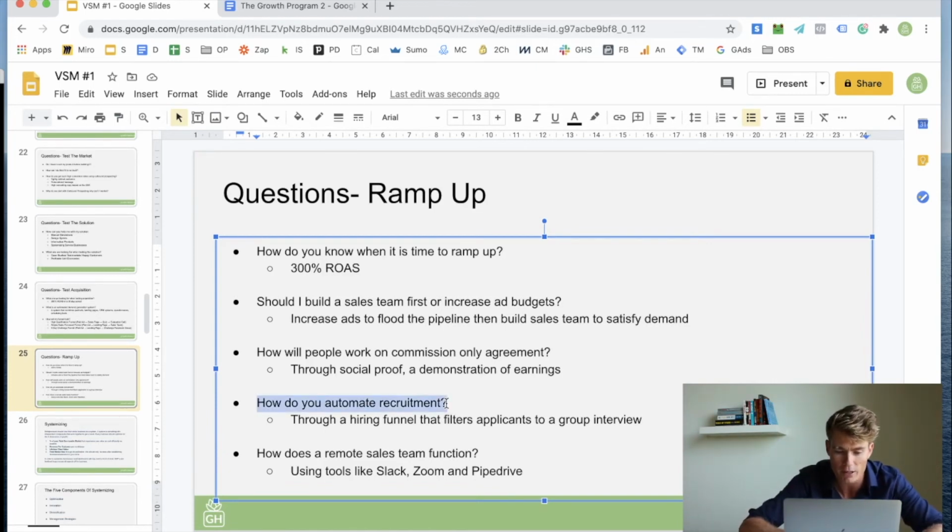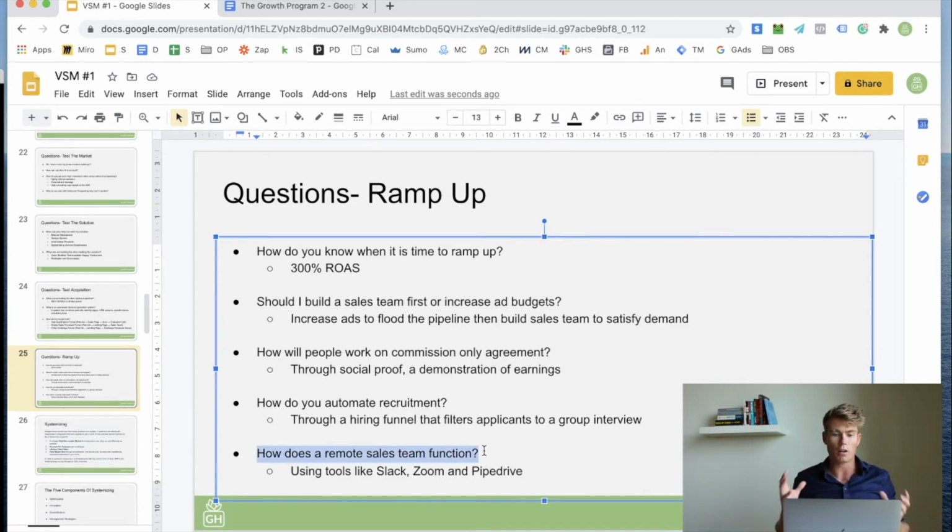So how do we automate recruitment? We send our applicants through a hiring funnel, and we interview in groups. Okay, this is the way that you can automate recruitment so that you can bring on multiple reps a week. This is how I built a sales team up to 20 people. We even, over a seasonal period over the summer, got that up to like 25 or 30, and we were able to do that by having this automated recruitment process with group interviews. How does a remote sales team function?